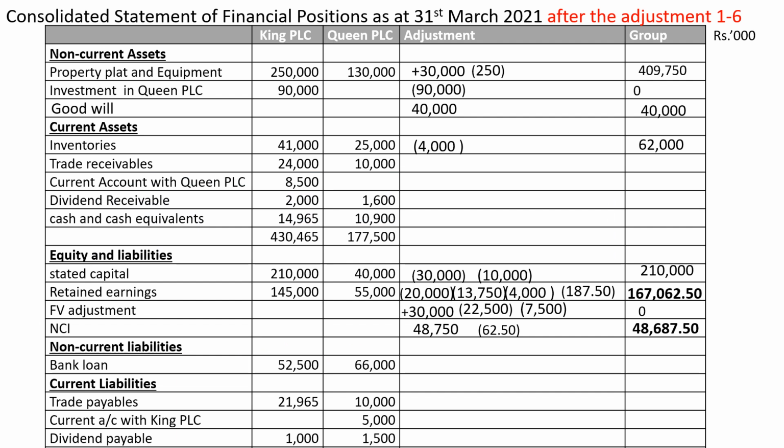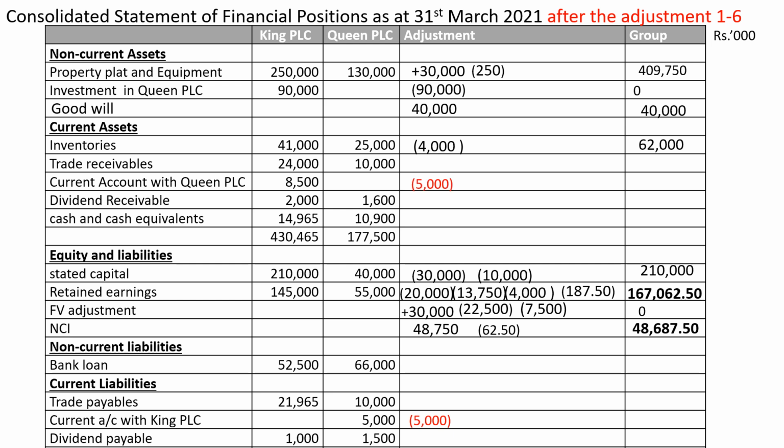Let's see how we are going to incorporate the sixth adjustment into the statement of financial position. Here under current assets, we have the current account with Queen Limited in King's Limited account, and under current liabilities of Queen Limited, we have the current account with King Limited. First we have to identify the lesser value. Here the lesser value is 5,000. So this 5,000 should be removed from the current liabilities of Queen, and we have to set it off against the current account with Queen Limited in the King's.